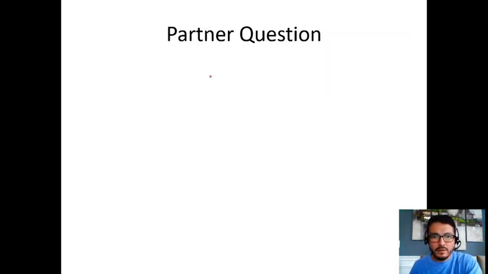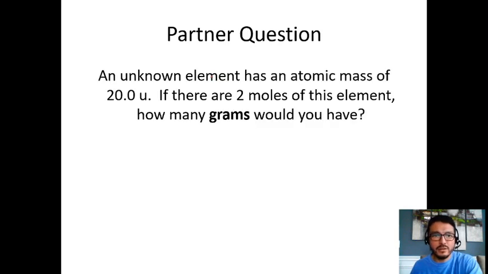All right, so here is a partner question. Since you're working at home, it'll be a self question here. So an unknown element has an atomic mass of 20 units. Okay, so the AMU is 20 units. If there are 2 moles of this element, how many grams would you have? Let's see. By the way, MOL is a short form for MOLE. I know scientists are great. So 1 mole is equal to 20.0 units.